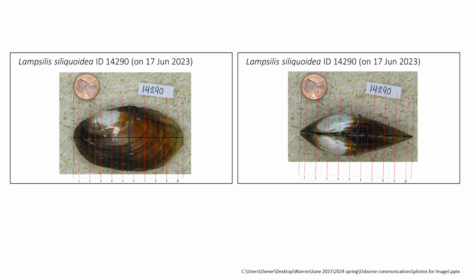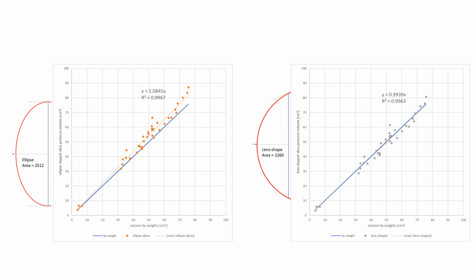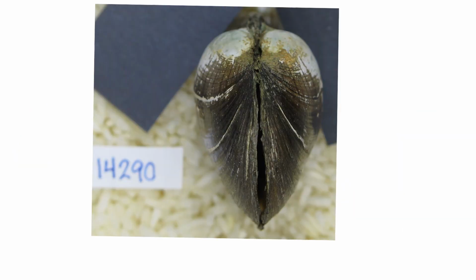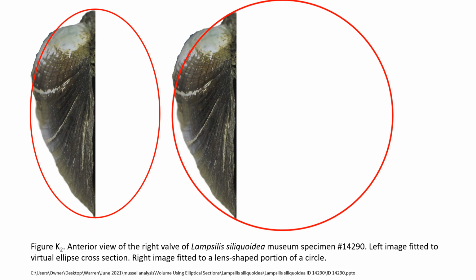If I assume that each cross-section is an ellipse, the estimated volume overestimates the shell's actual volume. If I assume that the cross-sections are lens-shaped, the values slightly underestimate the shell's actual volume. This led me to look at a shell from the end. Lo and behold, it didn't really fit either shape very well.